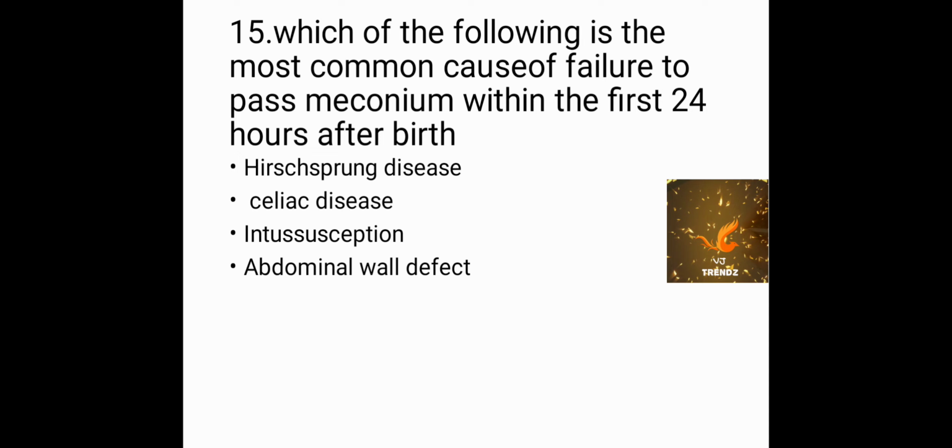That is Hirschsprung disease. Celiac disease is hypersensitivity to gluten, due to which the food is unable to be digested properly. Intussusception is inversion of one portion of intestine into another portion of intestine. Abdominal wall defect is an opening of the abdomen through which the abdominal organs protrude outside. Finally, the answer is Hirschsprung disease.